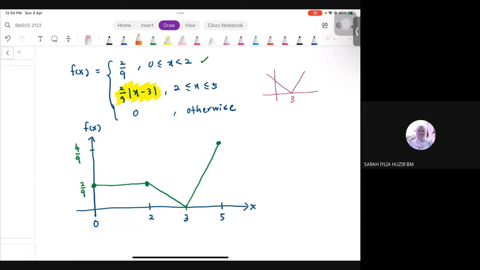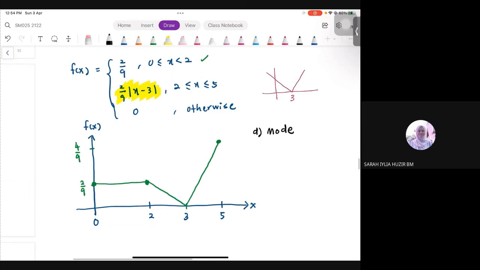Alright, now, because we actually want to find the mode. And as I said before, mode is basically highest probability. So, if I check the graph, kita kena tengok kat mana graph tu paling tinggi. The highest one. Highest is here. When our fx is 4/9, our x value is 5. So, mode straight away from the graph is actually 5. Itu je cara kita nak cari mode.